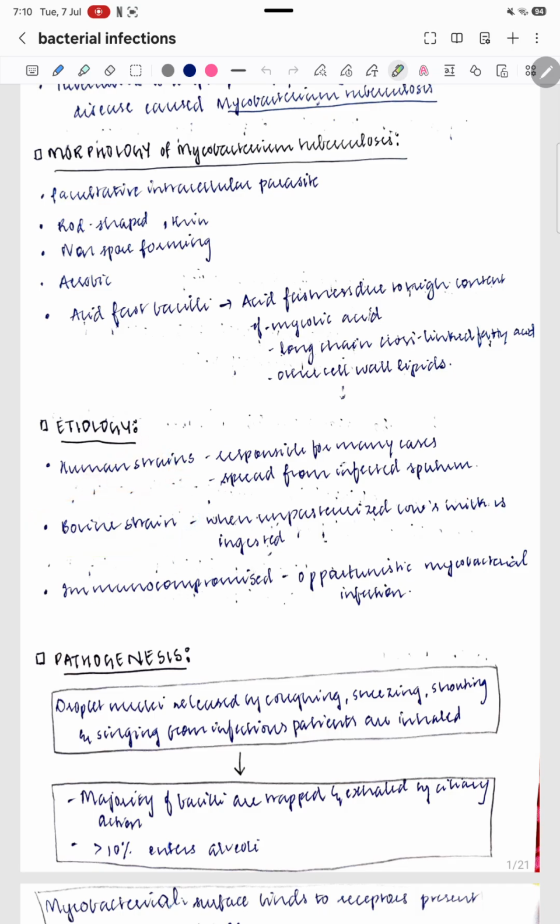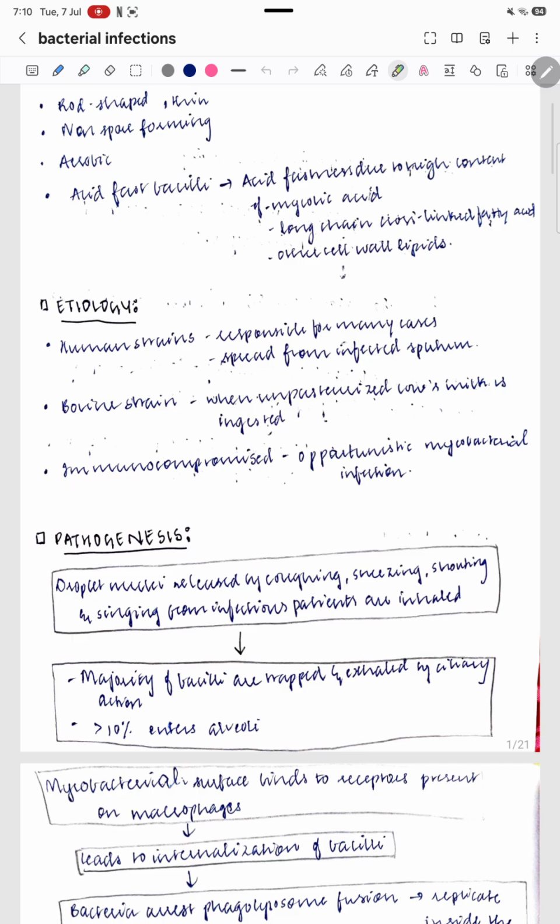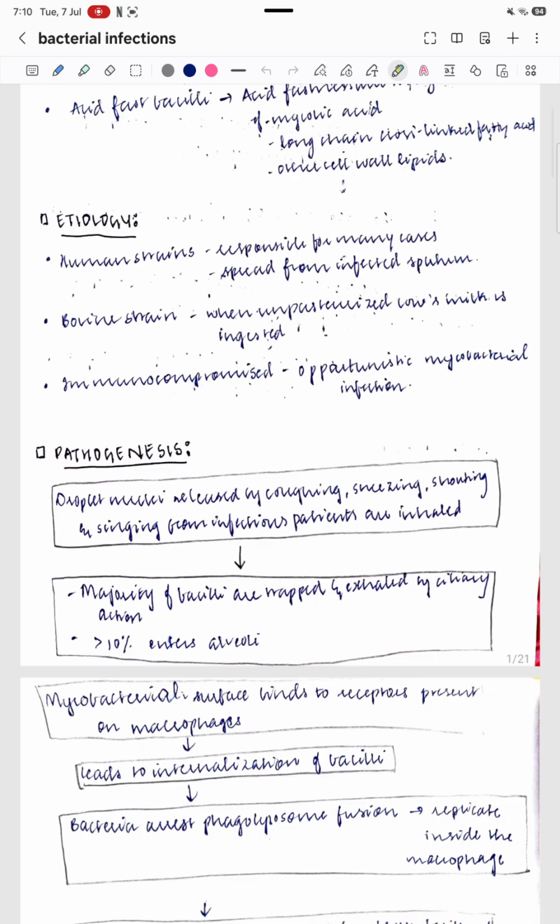Now TB also occurs in immunocompromised patients. What is an immunocompromised condition? It is where the patients do not have much immunity. At that time, the bacteria become opportunistic and cause infections.